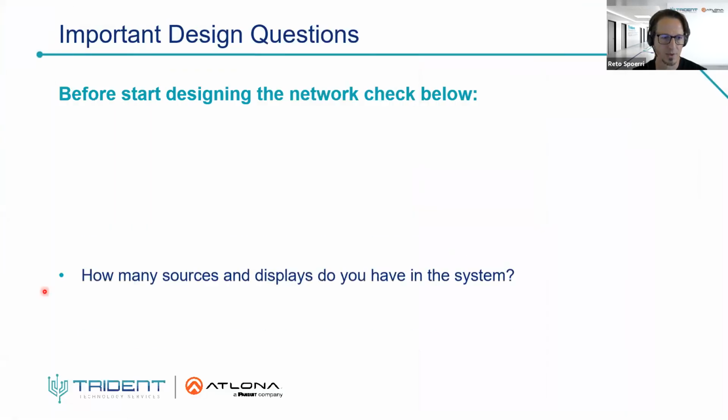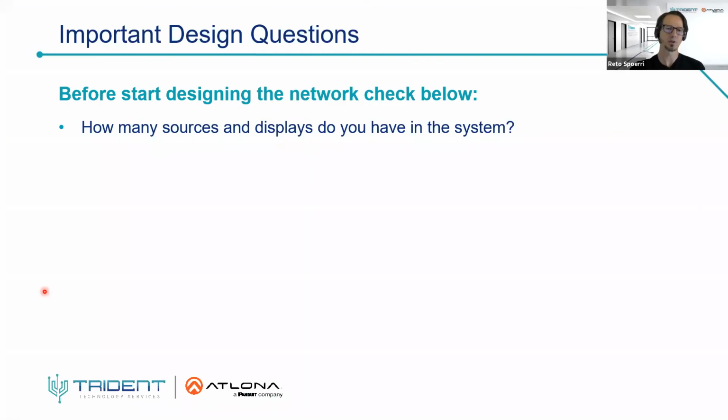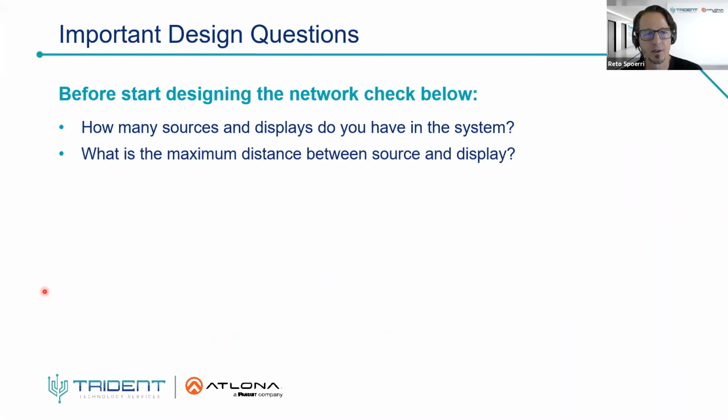And now I'm almost at the end. So these are the important questions that you have to take away. And this is what you have to check with your customers when sitting together and starting design and consultancy on an AVoIP system. How many sources and displays do you have in your system? And following that, where are they? What is the maximum distance between a source and a display? Or to put it another way, between a source and the network switch, and between the display and the network switch, and between those switches.